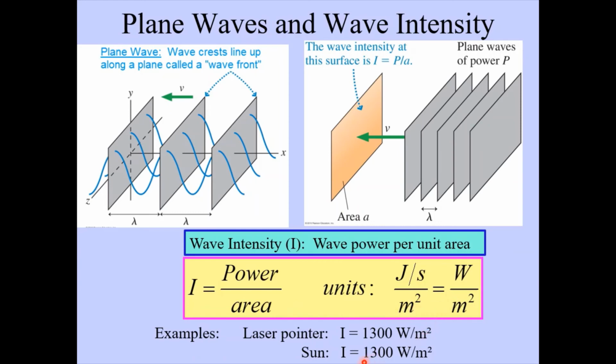Just to give you an example, sunlight, especially during the summer and at midday when the sun is high overhead, delivers about 1,300 watts per square meter to the Earth. Now think about that. What that means is sunlight is bringing 1,300 joules every second to every square meter on the Earth. So this is obviously a lot of energy that's coming to the Earth, and this is why solar energy is such an important energy source. The sun is basically an unlimited supply of energy for the Earth.